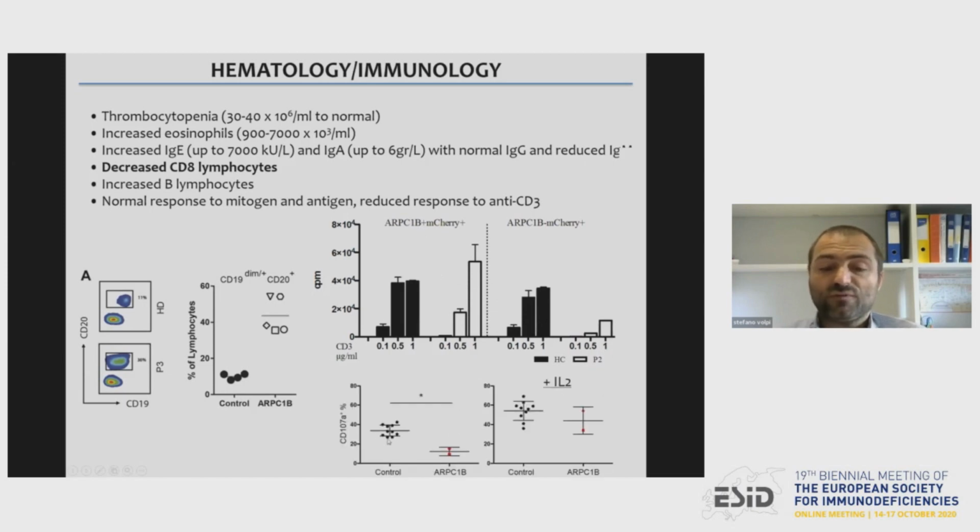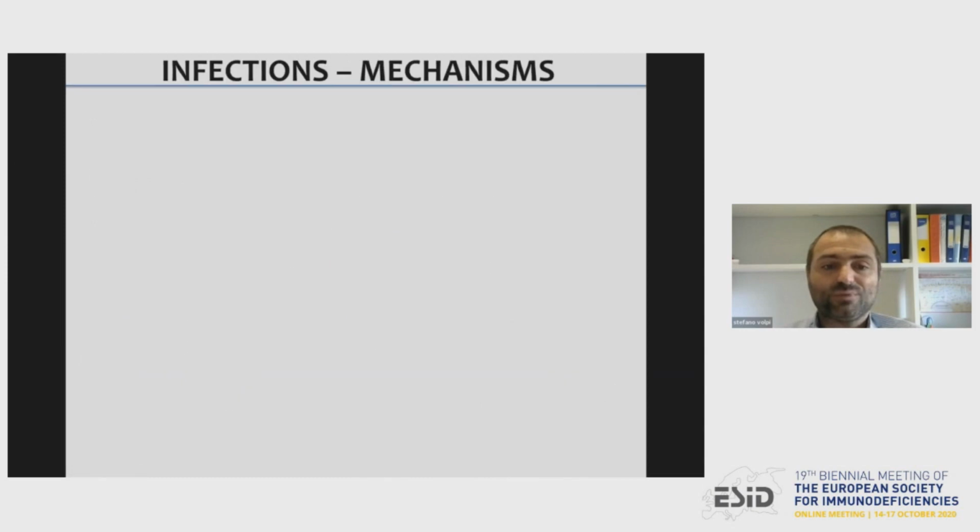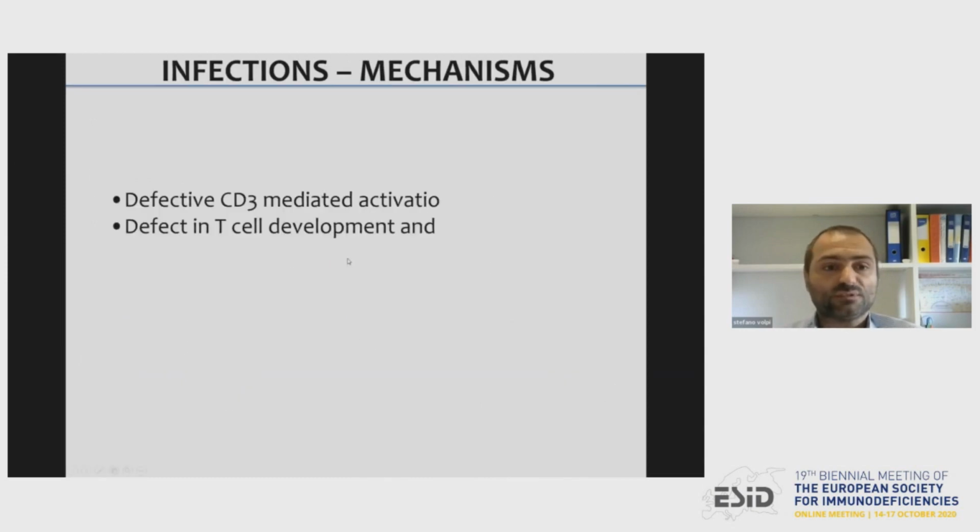We found a defect in NK cell degranulation, CD107 expression, in 2 patients. It was partially reversed by IL-2, and this is similar to what has been shown in Wiskott-Aldrich syndrome, but probably needs to be confirmed in other patients. So I already told you some of the mechanisms that are responsible for the recurrent, severe infections of these patients.